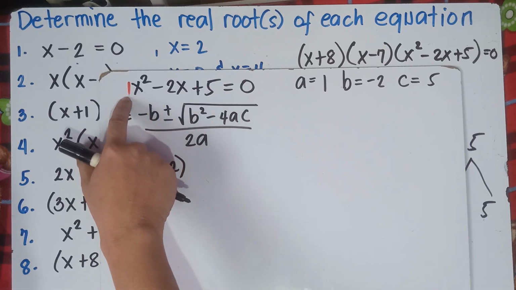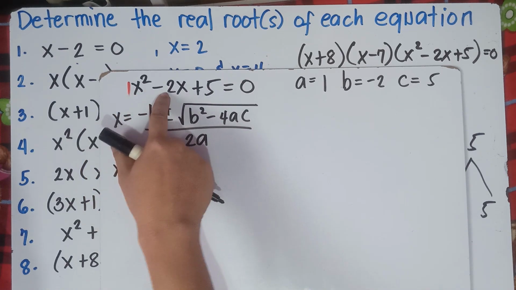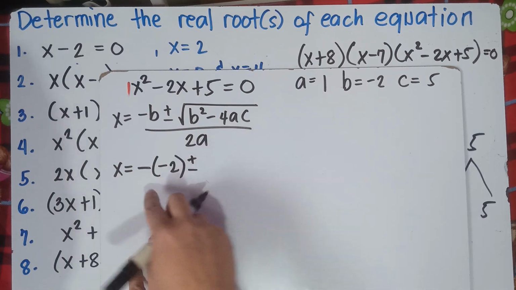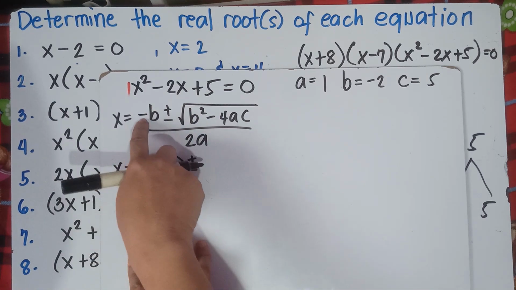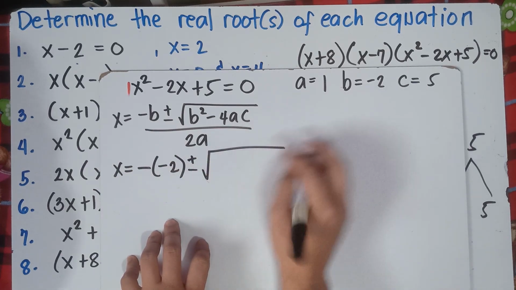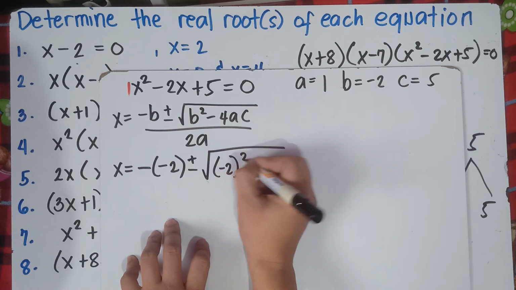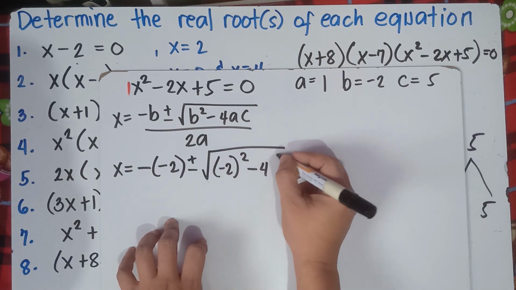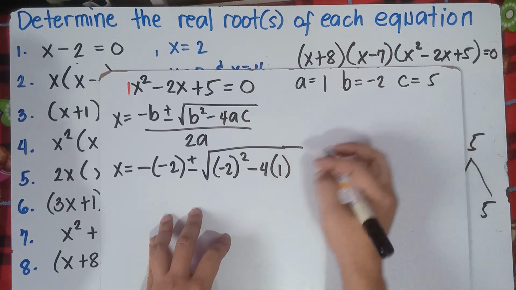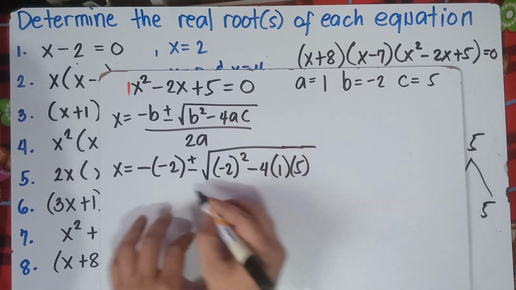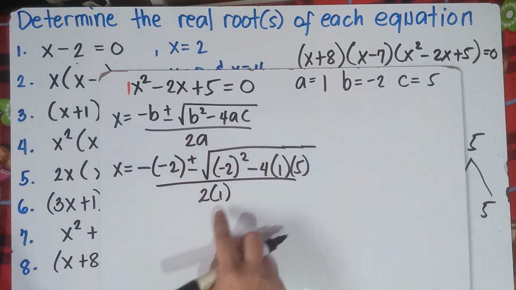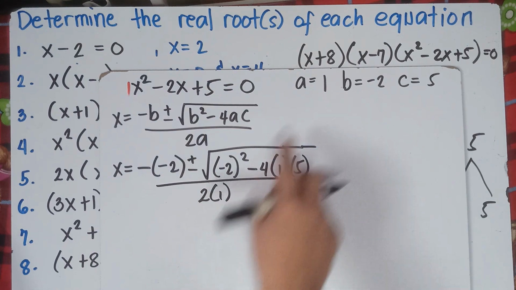Once again, this is your a beside x squared. This is your b, negative 2. And your c, the constant, is positive 5. Then plus or minus; once again, this negative came from the formula, and this negative 2 is the value of b. Plus or minus the square root of negative 2 squared, minus 4, then a is 1, then c is positive 5, all over 2, then a is 1. 2a means 2 times 1.